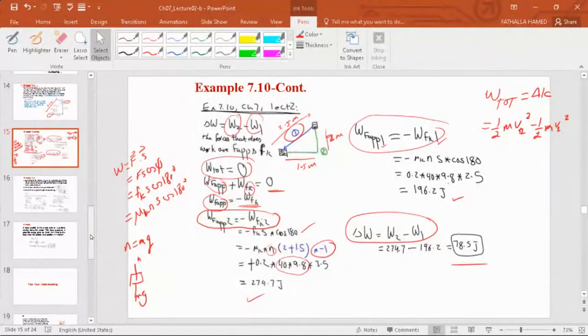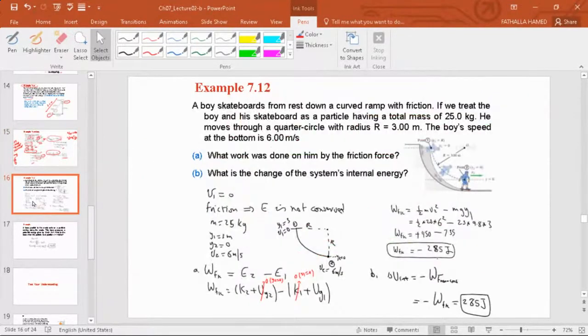We're just trying to apply what we learned from conservation of total mechanical energy. Let's deal with another example, and we've seen this before, but it's different now. A boy skateboards from rest down a curved ramp with friction. If we treat the boy and his skateboard as a particle having a total mass of 25 kilograms, he moves through a quarter circle of radius r, 3 meters.